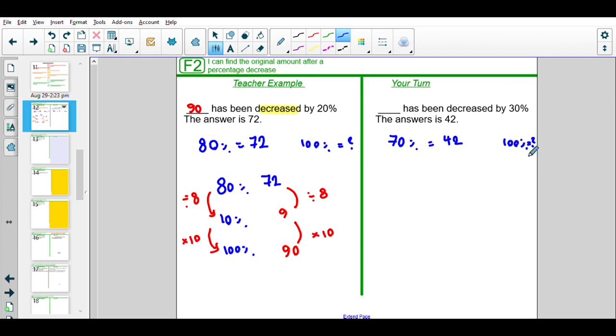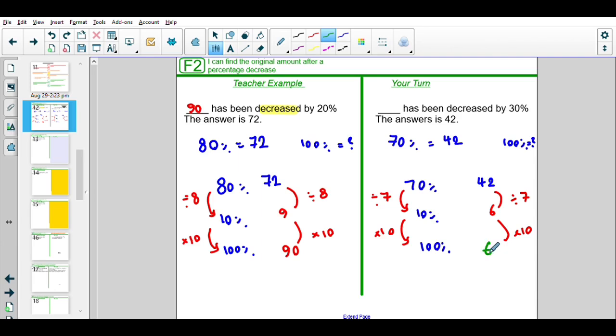The same process applies here. From 70%, I need to find the 100%. Easiest way, get to 10%, then 100. From 70 to 10, divide by 7. From 10 to 100, times by 10. Same process applies on both sides, and the final answer is 60. So 60 has been decreased by 30% and the answer is 42.